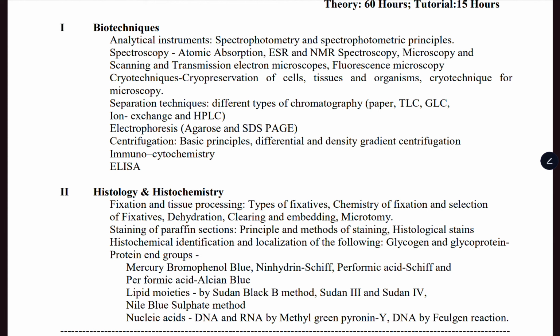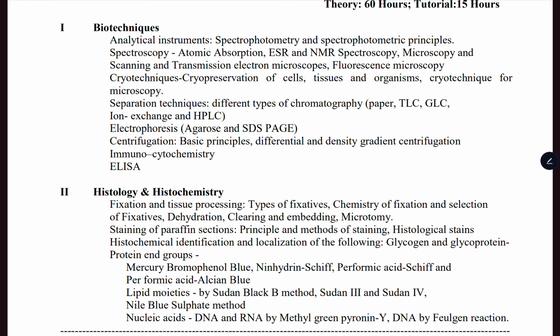In histology and histochemistry, we have to study fixation and tissue processing, types of fixatives, chemistry of fixation and selection of fixatives, dehydration, clearing and embedding, microtomy, staining of paraffin sections, principle and method of staining, histological stains, histochemical identification and localization of the following: glycogen, glycoprotein, protein, and end groups.